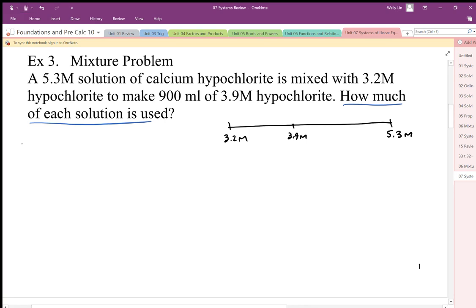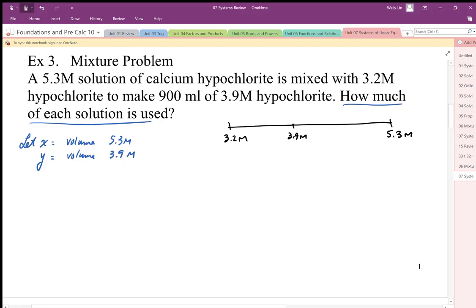So we're going to make our let statement. Let X equal the volume of 5.3 molar solution. And then we're going to let Y equal the volume of the 3.9 molar solution. And we're going to then come up with our system.